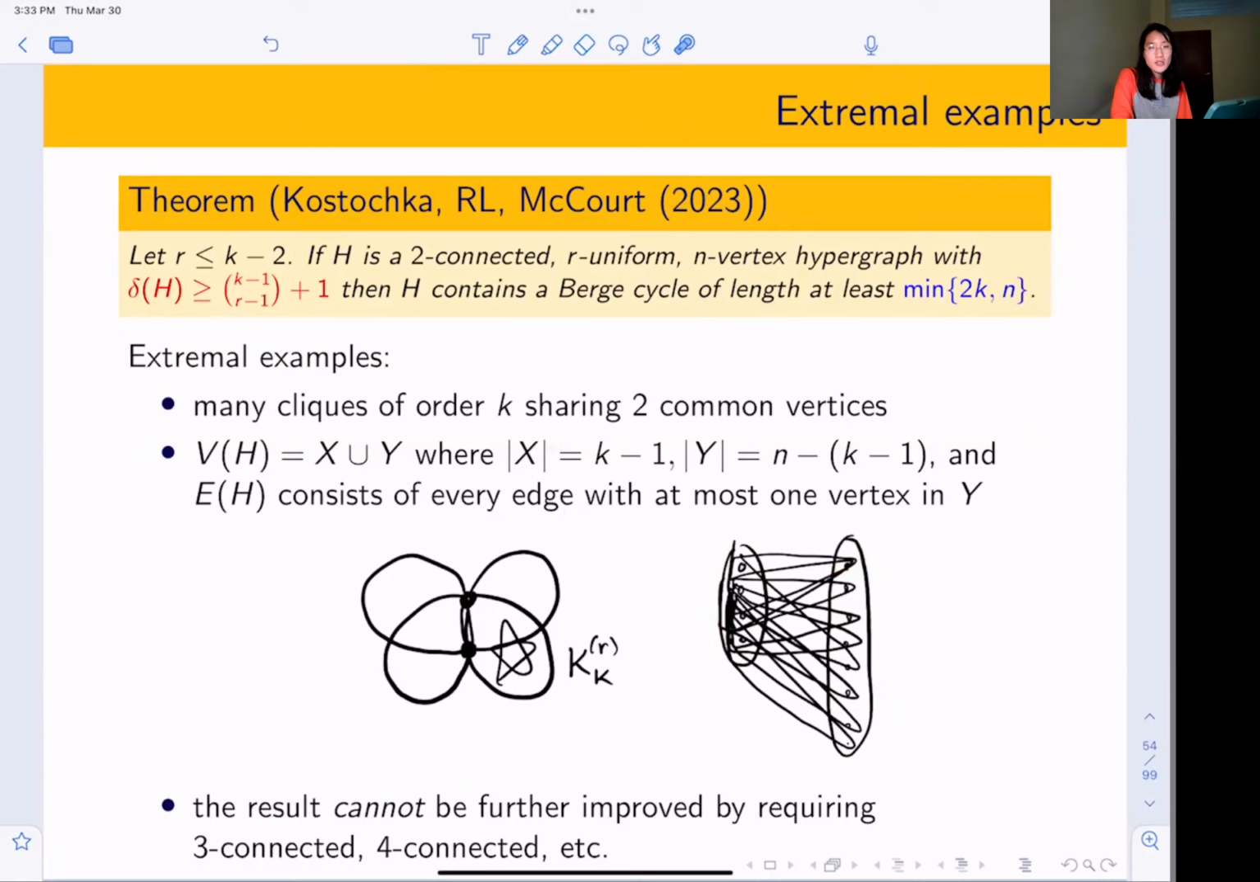So in terms of finding some Berge cycle, the best that we can do is just go back and forth between these, because I cannot have 2 consecutive vertices inside of the larger set. So here again, my largest Berge cycle is going to have length less than 2k. And similarly, this is a very connected hypergraph. So this result cannot be further improved by requiring 3 connectedness or 4 connectedness, and so on. Really, this is the best possible. Okay, you can check that each of those have the minimum degree 1 less than what we have here.